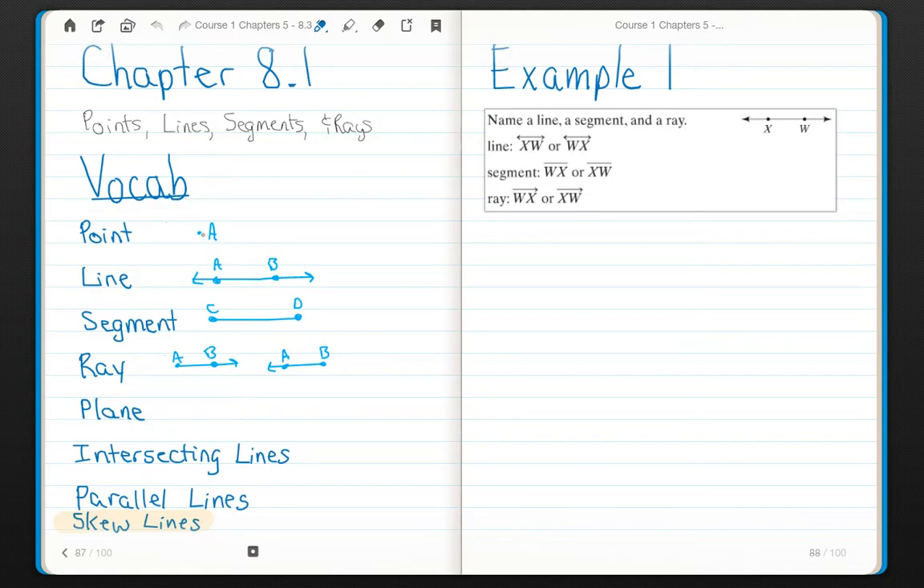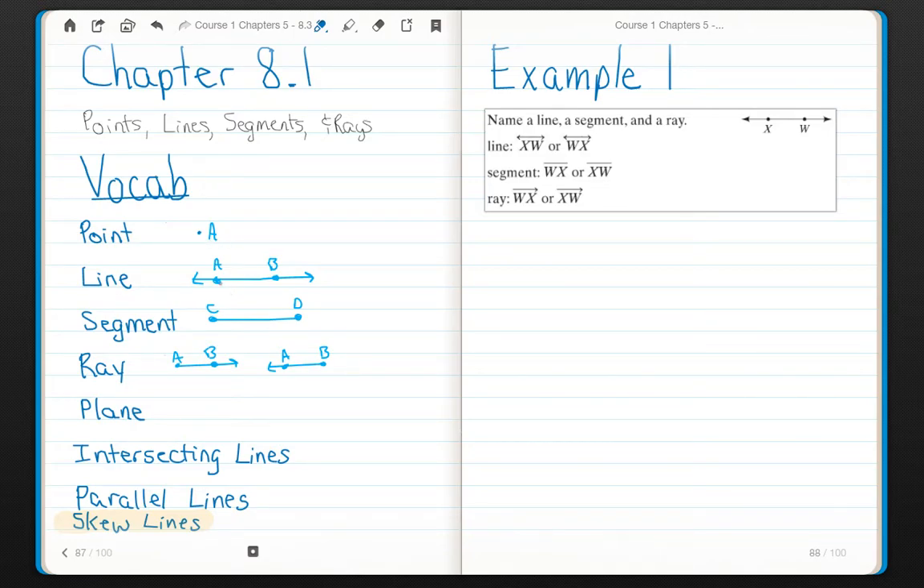So a point is just that. It's a point in space. Just a dot. We label that with a letter, typically a capital, and we call that point A.